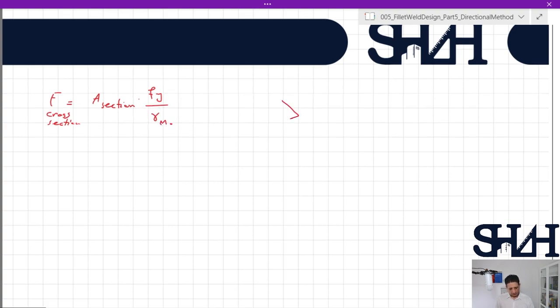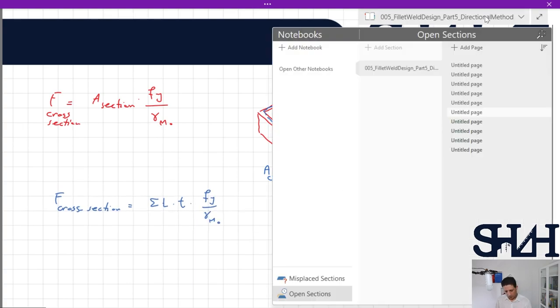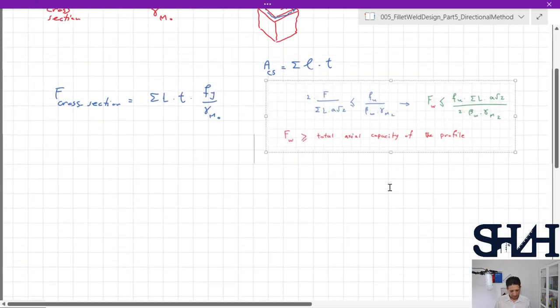And in our case, as far as we assume it's a thin hollow section with the thickness of T, the area of the cross section will be summation of the length in all corners for all edges, times thickness. So then F cross section in maximum will be sigma L times T of the section times Fy divided by gamma M0. Now if we come back to this equation, let's keep it here.